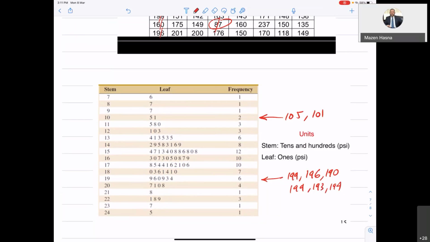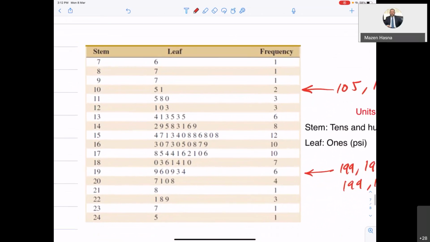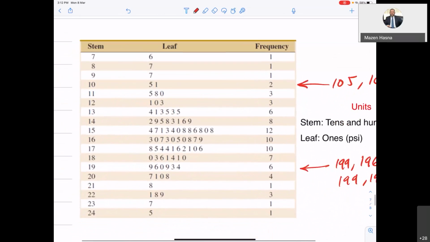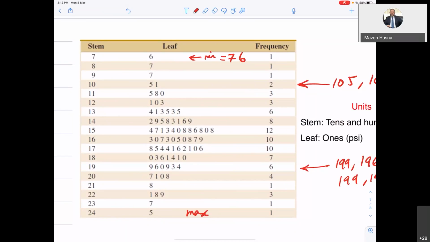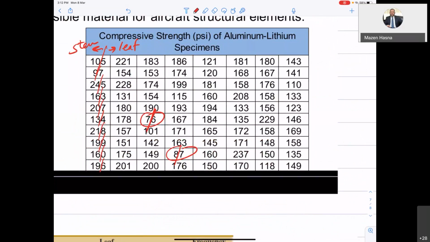Why is this better than leaving the data in a table like this? Because having it written in a stem and leaf diagram tells you a lot. Looking at it right away, I can tell you the minimum value of my data. 76, right? So this is the minimum. You can write right away: minimum equals 76. We know the maximum is 245. In the table, you cannot decide which is the largest value and which is the smallest value. It will take you a while.